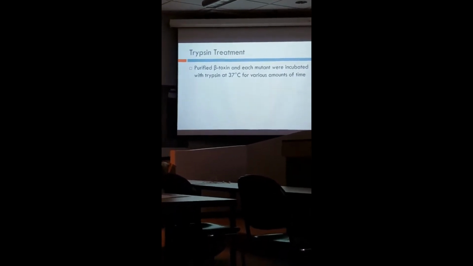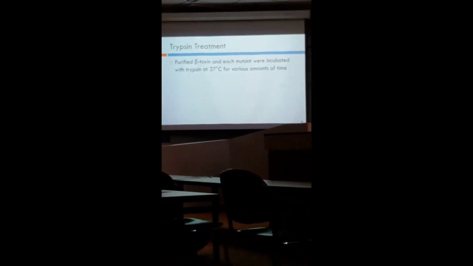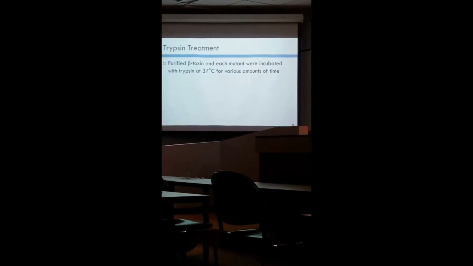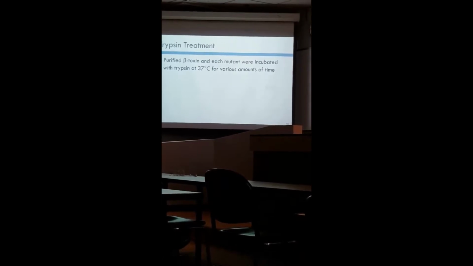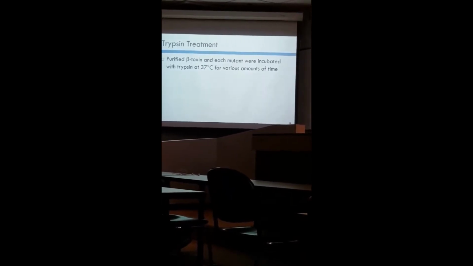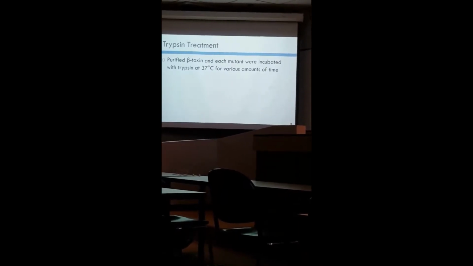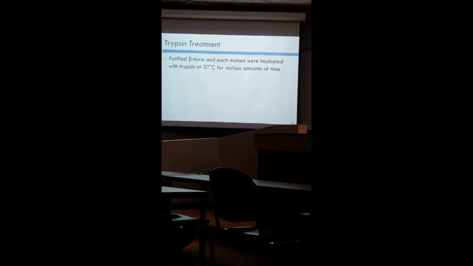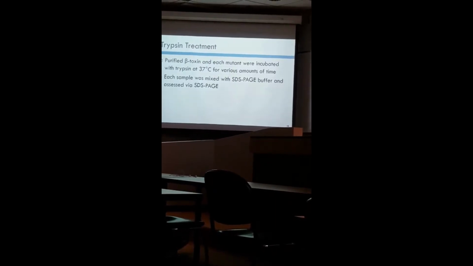Next, they treated each of their samples with trypsin. Trypsin is an enzyme produced by the pancreas that breaks down most everything it comes in contact with. They mixed each mutant and then the wild type with this trypsin and observed it over time. They were seeing if the mutant's degradation by trypsin was similar to that of the wild type. Then they mixed each sample with the SDS-PAGE buffer and assessed all of the results via SDS-PAGE.